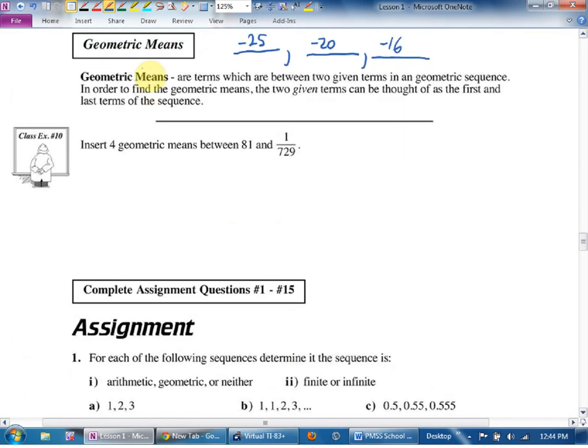A geometric mean. Does anybody know what the word mean means in math? It's a fancy word for average. So a geometric mean is a fancy term for the terms being put between a geometric sequence. And it's harder to explain than to show. Jen, can you read example 10 to me, please?